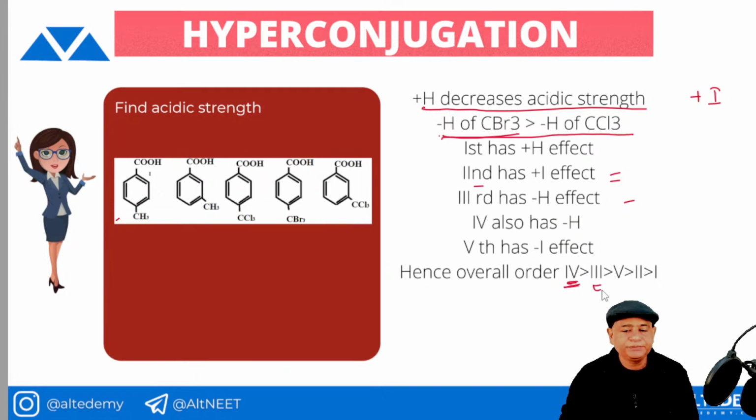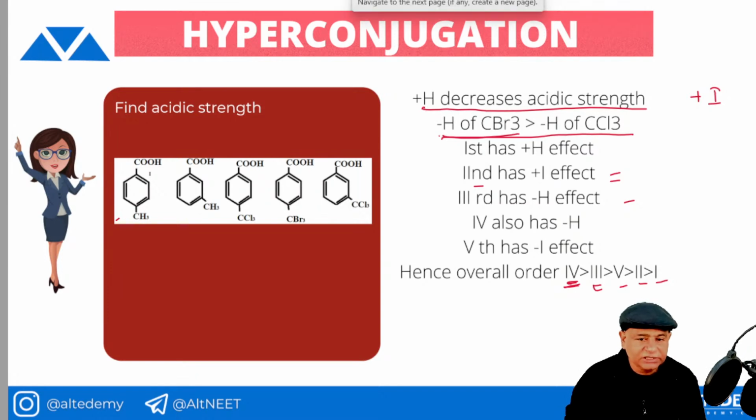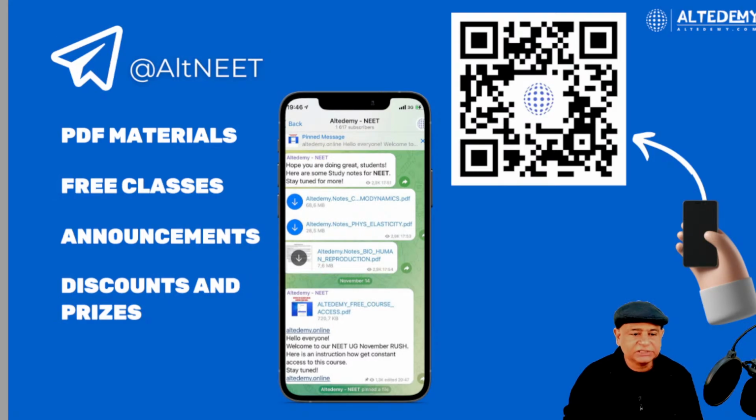Then comes third. Third is what? Third is CCl3 that we are taking here. CCl3 is creating minus H effect. Then comes fifth. Fifth means CCl3, and CCl3 is positioned at meta position. Then comes 2 and then comes 1. Take a deeper look onto this so that we can understand how hyperconjugation can be applied to various situations, and you will be in a position to do many questions as I have discussed. That brings to an end our discussion on hyperconjugation.